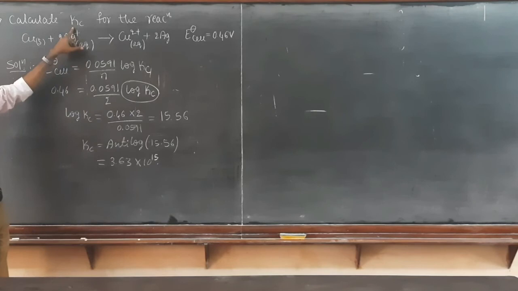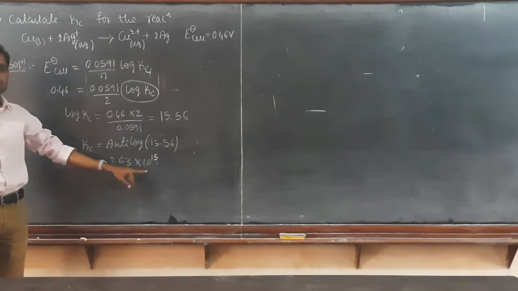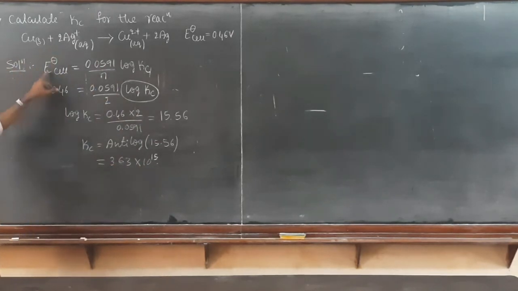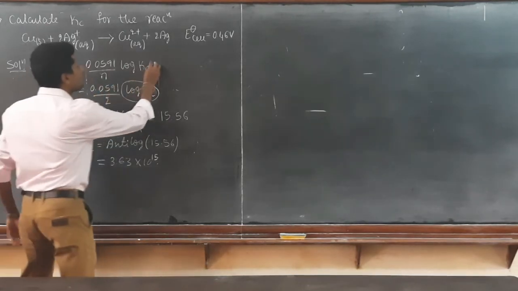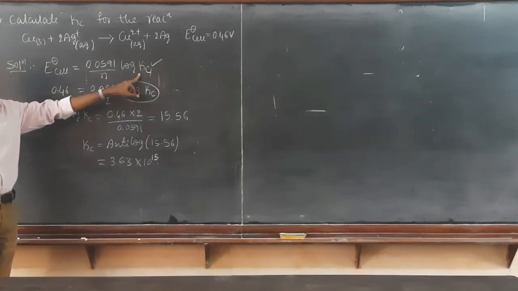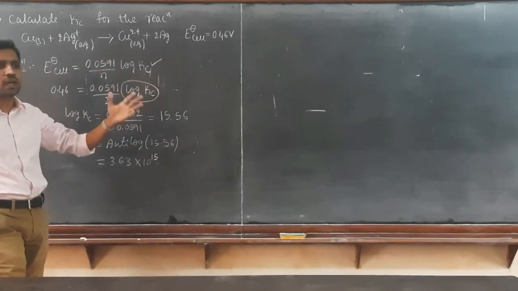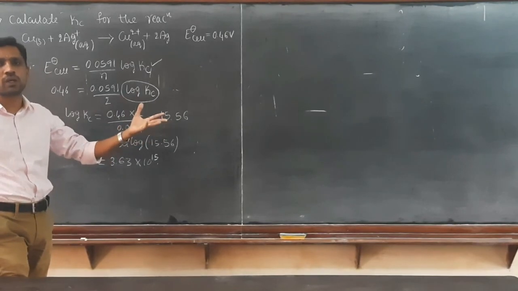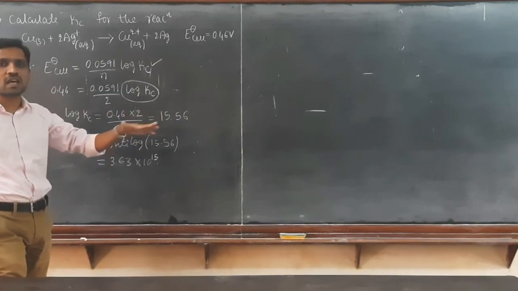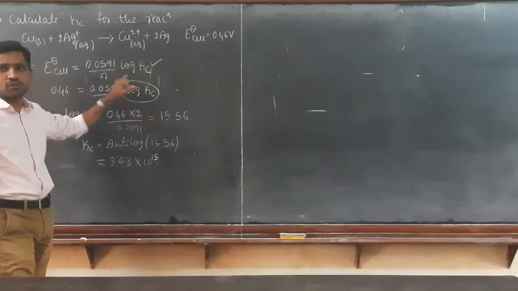But what is required in this case? Kc. Therefore Kc is equal to antilog of 15.56, which gives 3.63 into 10 raised to 15. So what is the use of this equation? First, the significance of this equation is that you can calculate a Kc value. Second, based on that Kc value, you can determine how much the reaction is completed, that is, to what extent the reaction proceeds. So you can use this equation in this way.